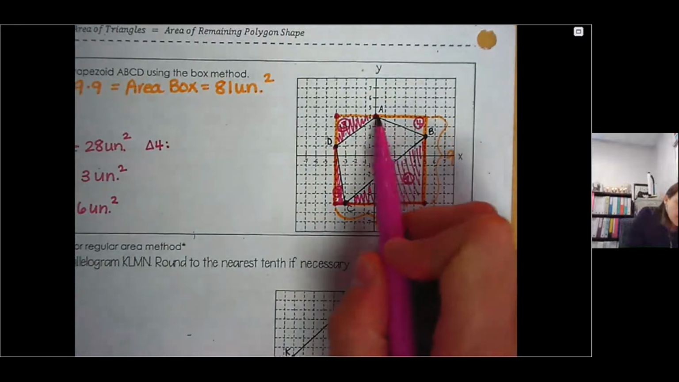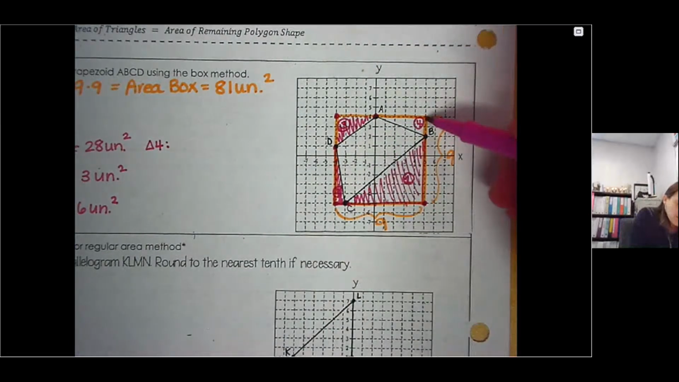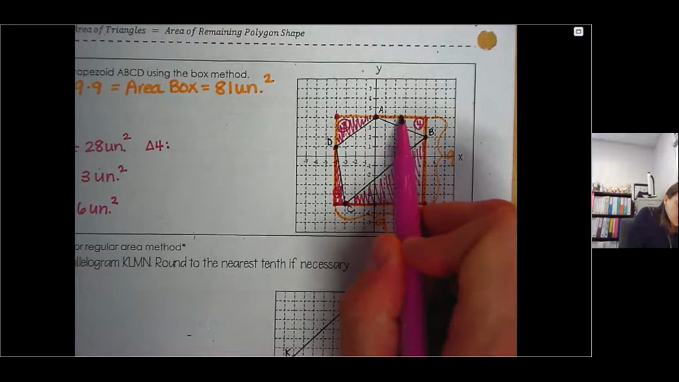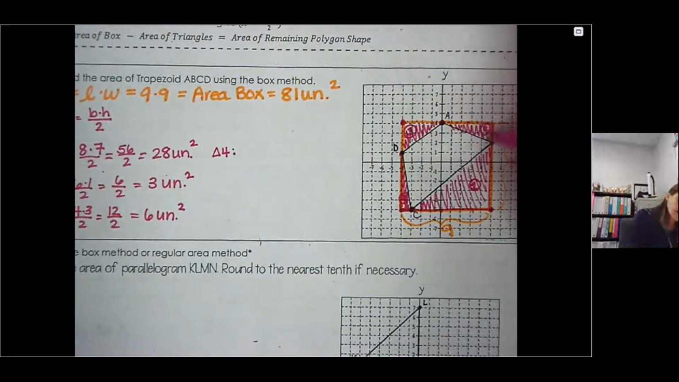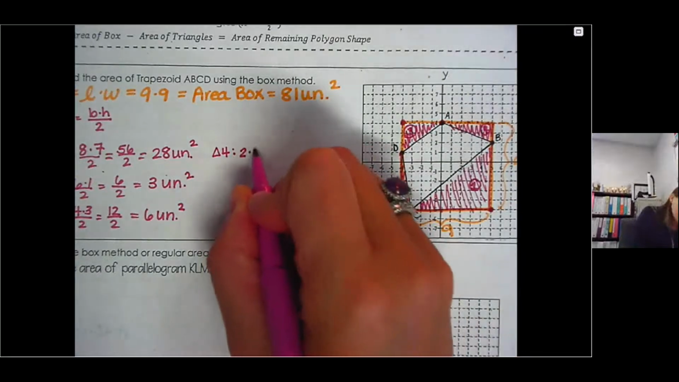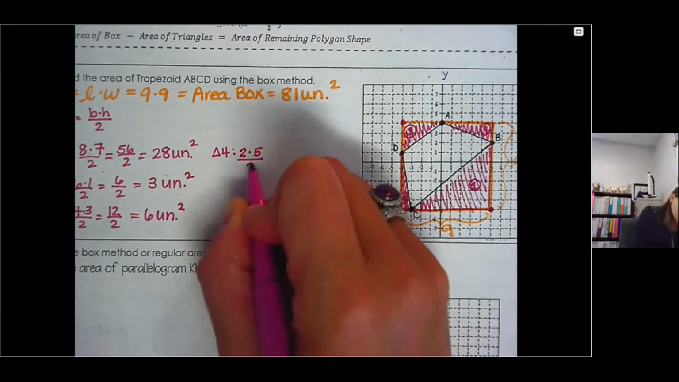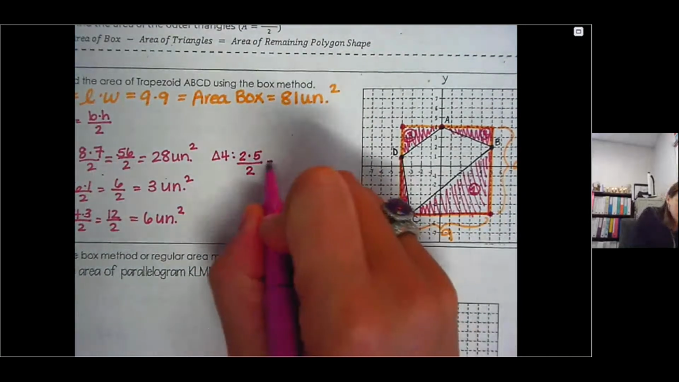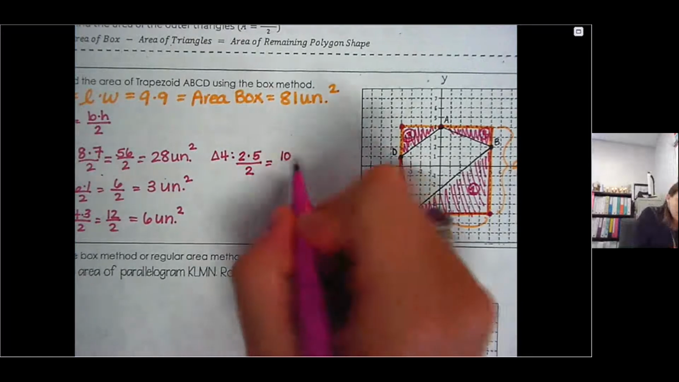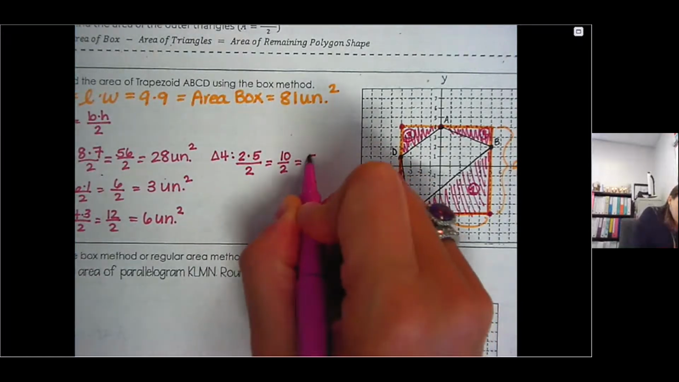Okay, triangle 4 again, just counting. So this is 1, 2, and this is 1, 2, 3, 4, 5. 2 and 5, and that gives me this area here. Okay, so 2 times 5 gives me 10, and half of 10 is 5.